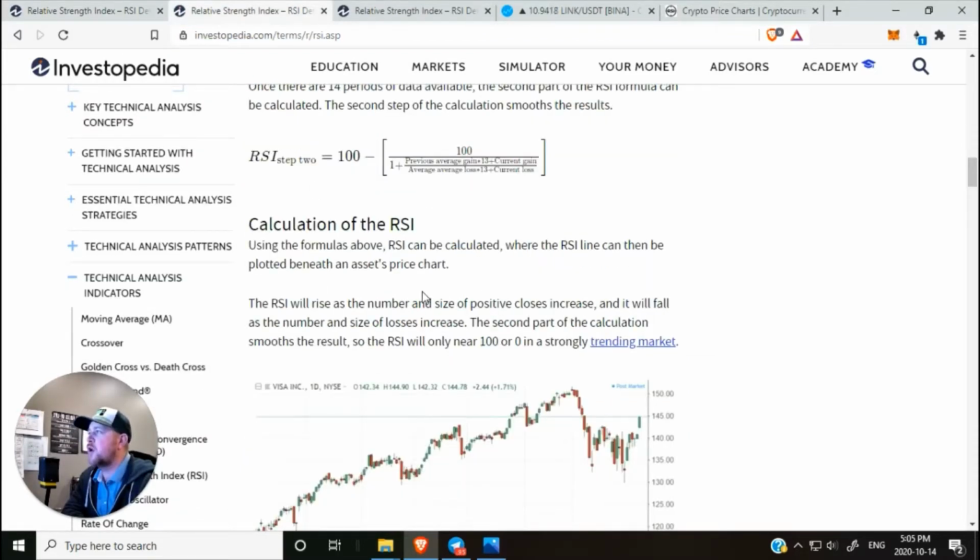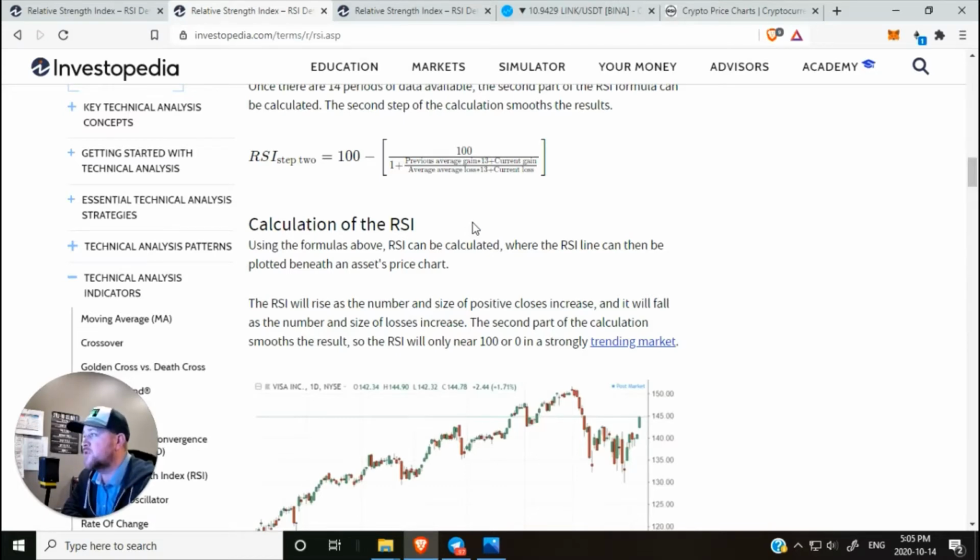So, calculation of RSI. They have a bunch of calculations that you can do yourself if you want to. It's on this website. I'll put it in the description. This actually is a really good page to read up about it. This is where I'll be getting most of my information for you guys. It's the easiest to understand, easiest to follow, and it's packed tight with information.